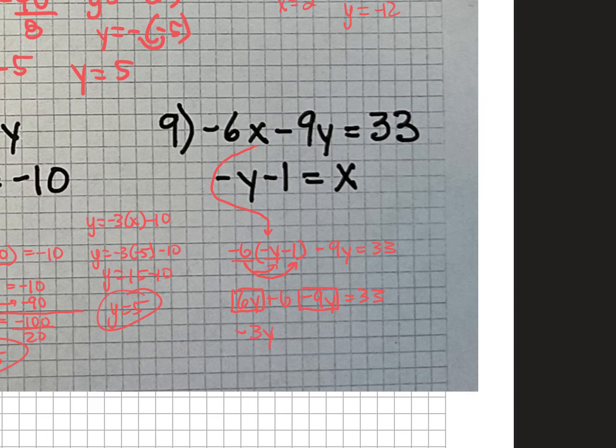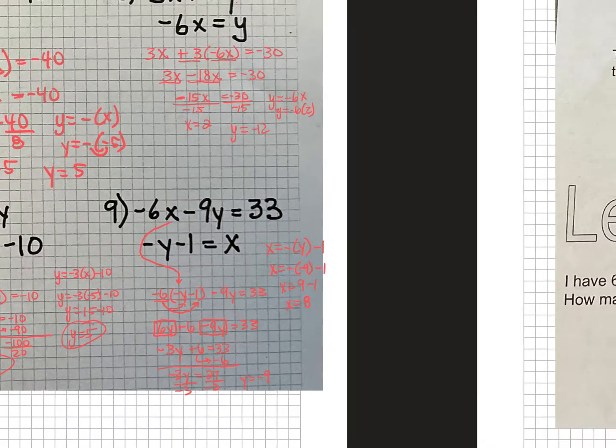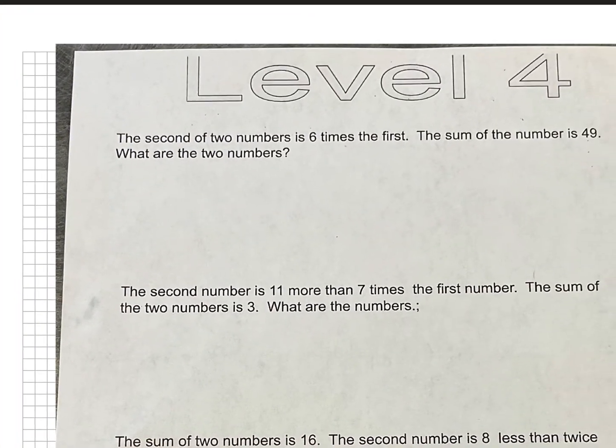Negative 3y plus 6 equals 33. I got to move the 6 over and make it negative 6. Now I get negative 3y equals 27. Divide by negative 3. Y equals negative 9. If y equals negative 9, then x is negative y minus 1. X equals negative 9 minus 1. So x equals positive 9 minus 1. X equals 8. Okay, on the next page, on the back, you guys did a pretty good job of this.